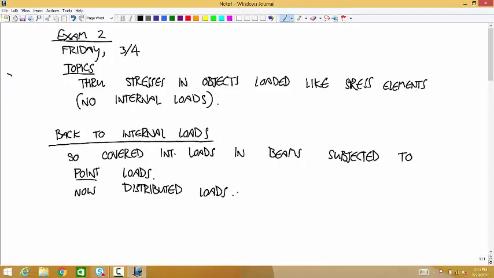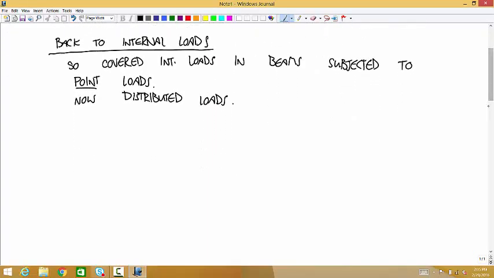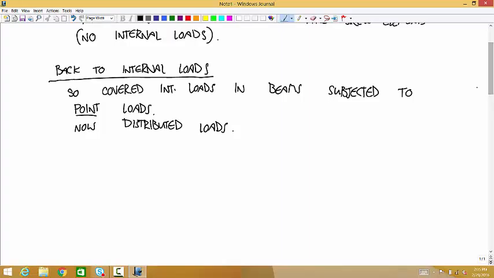Yeah. So when you say through stresses in objects loaded like stress elements? Yeah. They're loaded like stress elements. Okay, so let me give you an example of one that would be and one that wouldn't be. Watch this.